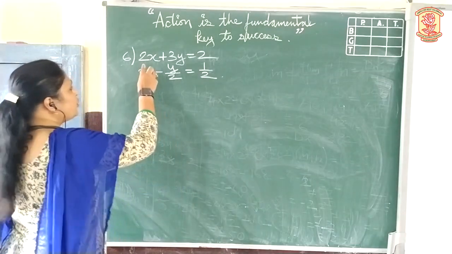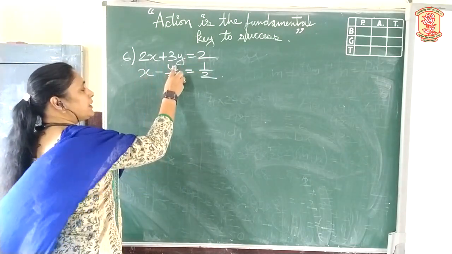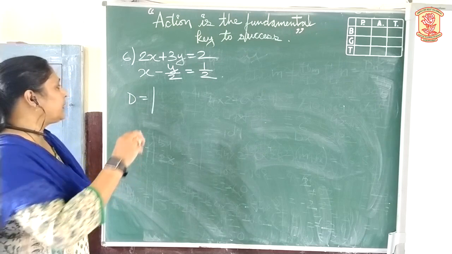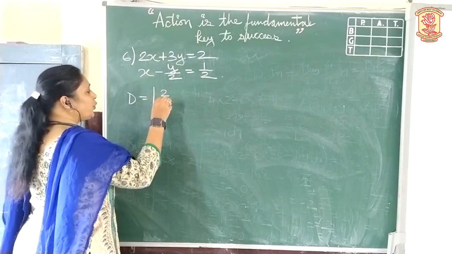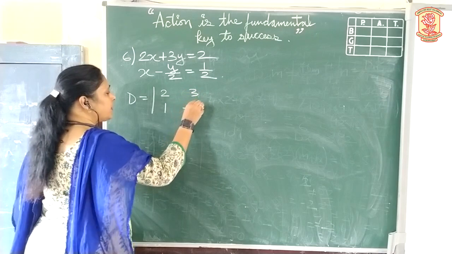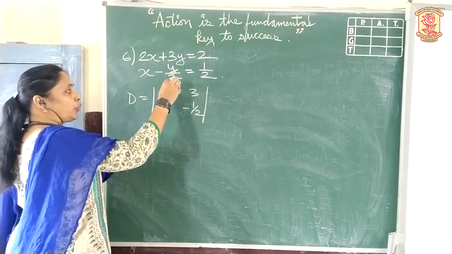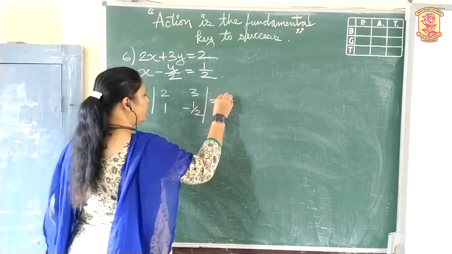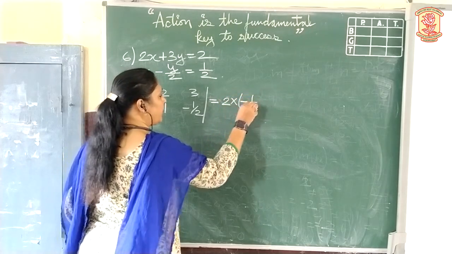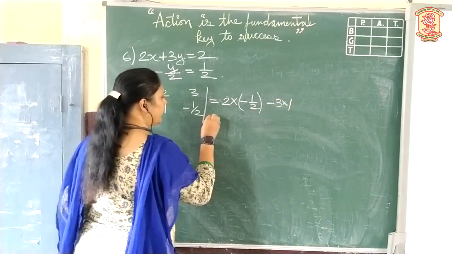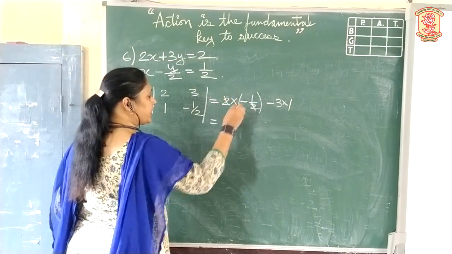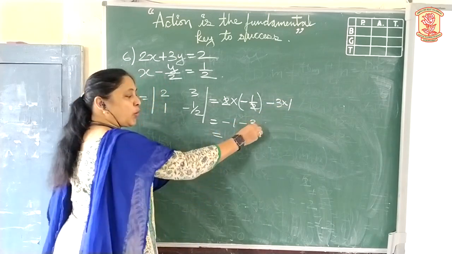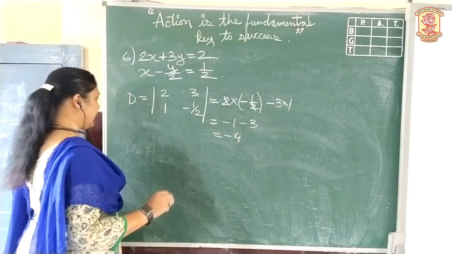Next equation is 2x plus 3y equals 2, x minus y upon 2 equals 1 upon 2. The value of the determinant. So the coefficients are 2, 1, here 3 and minus 1 upon 2. It is minus y upon 2, that is minus 1 upon 2 into y. So carry out cross multiplication. So 2 into minus 1 upon 2 minus 3 into 1. So here 2 2 get cancelled, plus minus minus 1 minus as it is 3 ones are 3, minus minus plus 1 plus 3 is 4, bigger number sign minus.